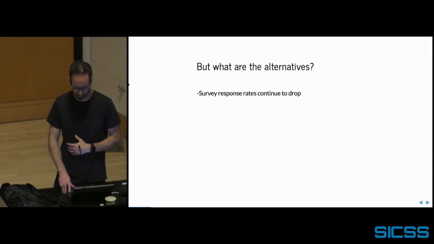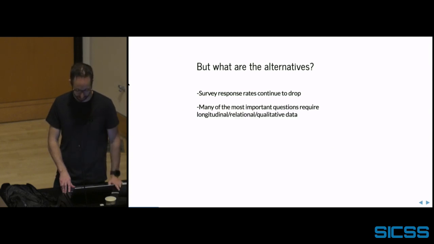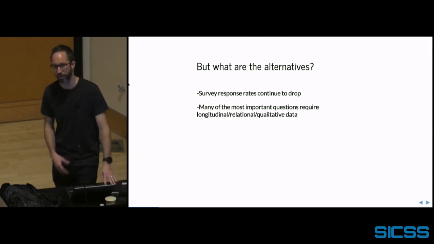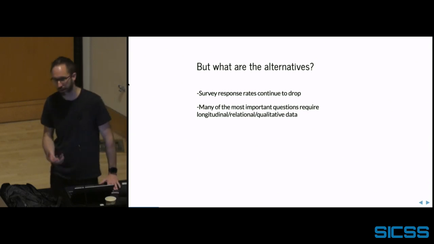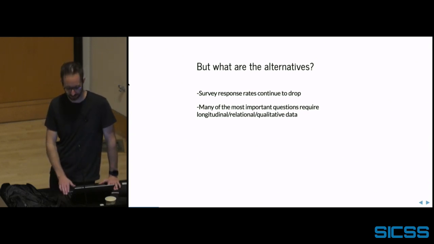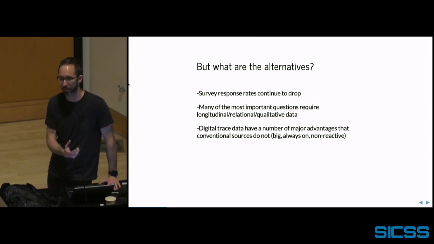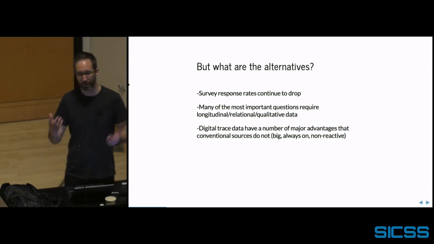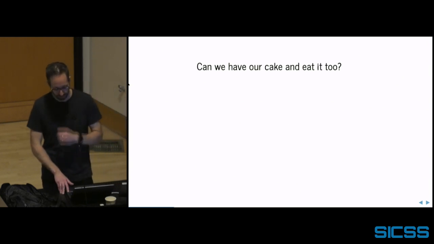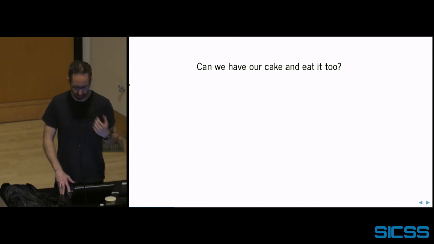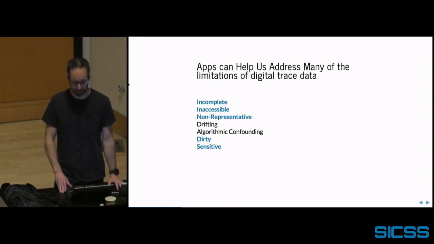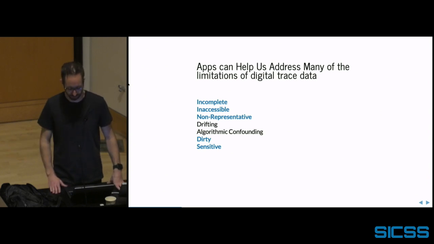And I'm going to argue that as survey response continues to drop, and as many of our most important questions require longitudinal data, relational data, qualitative or text-based data, we need to have a reckoning with these techniques. And we have to remember that there are fewer positives than weaknesses at this point, but those positives are big positives. So we have to figure out how to keep the good and deal with the bad. And I argue in a lot of my work that we can have our cake and eat it too. We can overcome many, though not all, of the weaknesses of digital trace data by building apps to collect social science data.